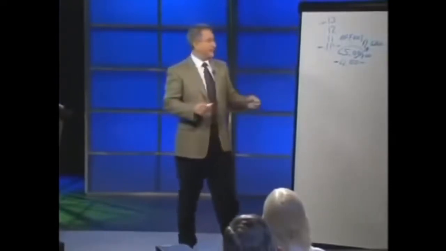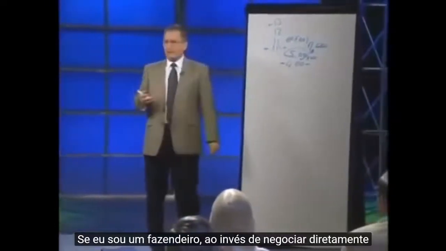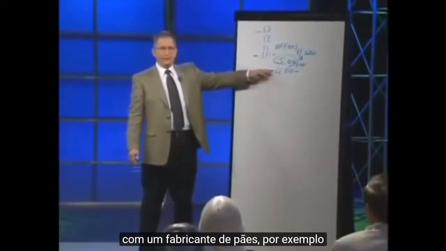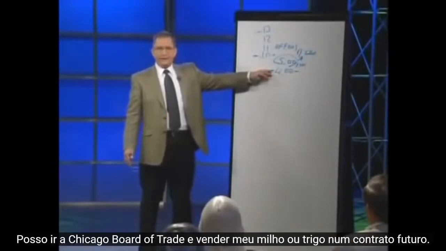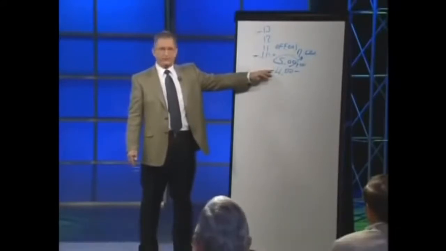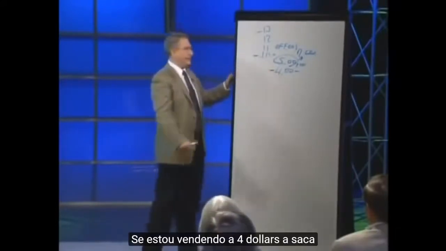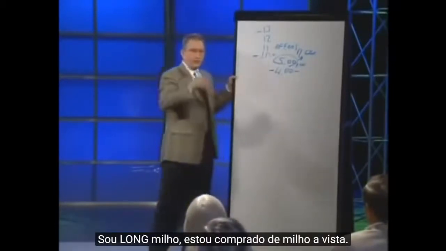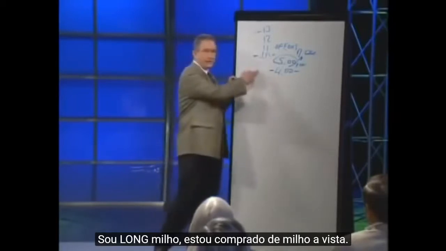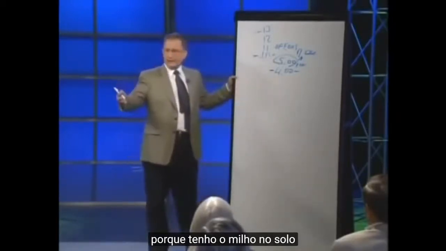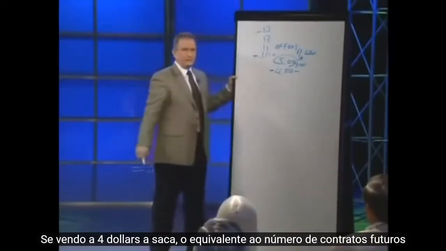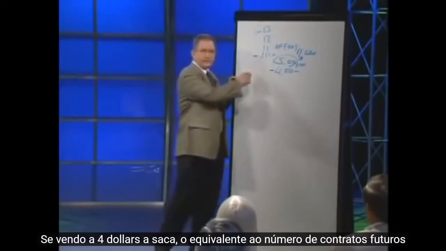So what would happen is that if I'm a farmer, instead of having to make the transaction directly with someone who manufactures bread, I could go to the Chicago Board of Trade and sell my corn or wheat with a futures contract. If I'm selling it at $4 a bushel, that means I'm long corn. This is where the long and the short comes from. I am long cash, I'm long corn, because I've got a crop in the ground. And so if I sell it at $4 a bushel on a futures contract, I take the equivalent number of futures contracts.